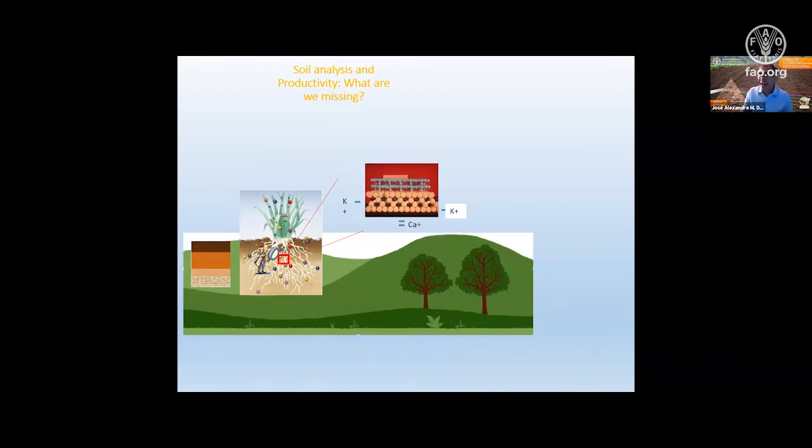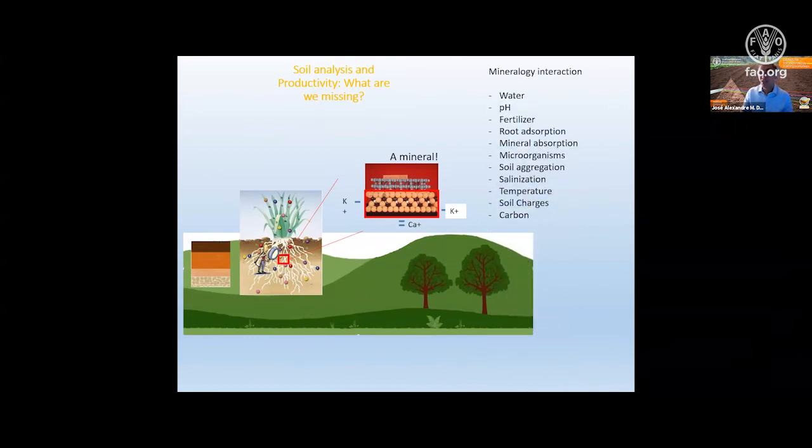Thank you. Soil analysis and productivity. So what are we missing? This is another point that few people talk about. When farmers go to use fertilizers, do you remember what's happening inside the soil? It's not only the nutrients, and the CEC is based on the number of nutrients and the Al and H. But in fact, we have minerals inside here, and mineralogy is the engine of water, pH, fertilizer, root adsorption, minerals, microorganisms, soil aggregation, temperature. It's a lot. It's too much. So in practice, users are missing concepts from production.